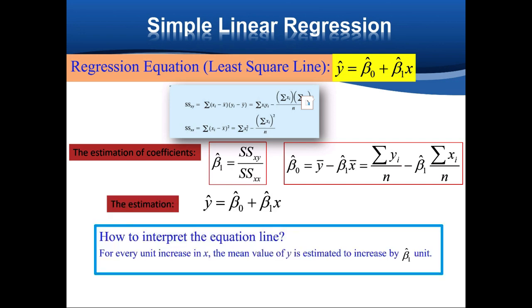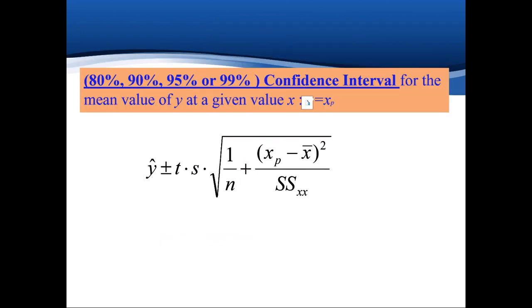How to interpret the equation line? For every unit increase in x, the mean value of y is estimated to increase by beta 1 hat units. If beta 1 hat is positive, it is an increasing relationship. If beta 1 hat is negative, it is a decreasing relationship. Given any value of the x variable, we can use the estimated model to predict the value of y.